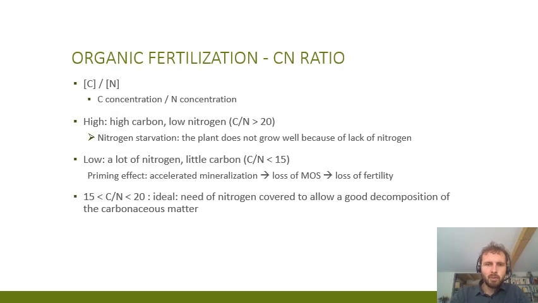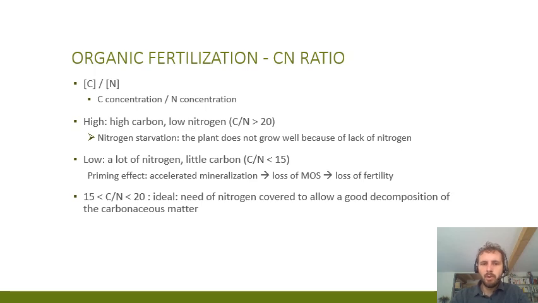First of all, just a quick reminder: what will be really important for this chapter is the CN ratio. If you have a high CN ratio, you have a high concentration of carbon and low nitrogen, so above 20 of the CN ratio. This means that if you use a fertilizer with this ratio of carbon and nitrogen, you might provoke a nitrogen starvation. So the microorganisms will fix nitrogen and it will not be available for the plant. And this will lead to the plant not growing well because of lack of nitrogen.